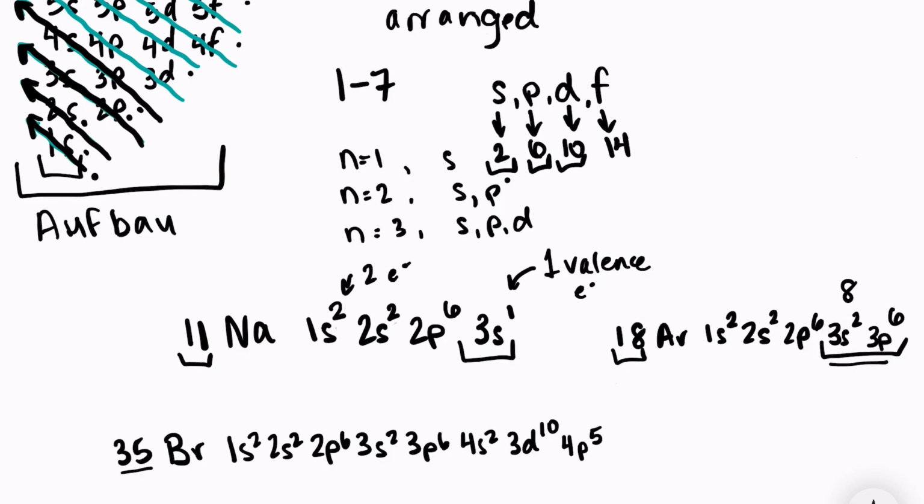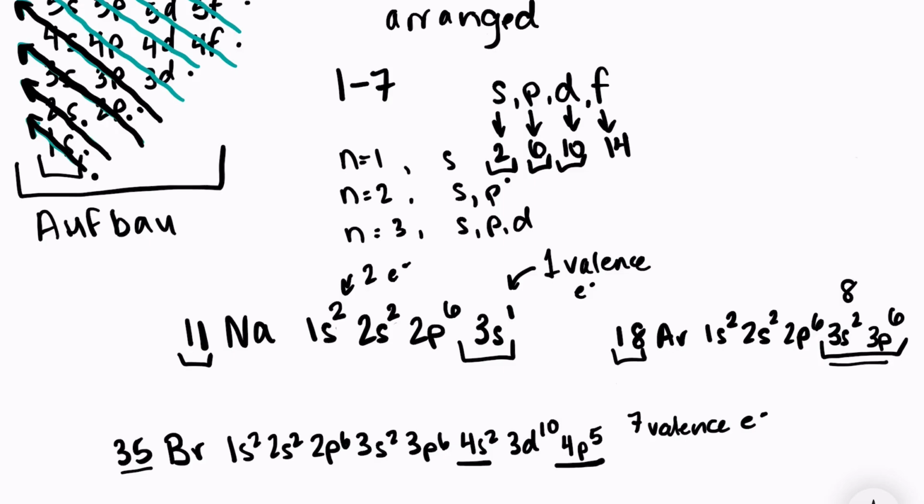So let's double check. 2 plus 2 plus 6 is 10. Plus 10 plus 5 is 35 electrons in total. And we can see how many valence electrons there are. We have 4s2 and 4p5. So if we add both of those sublevels together, we have a total of 7 valence electrons in bromine.